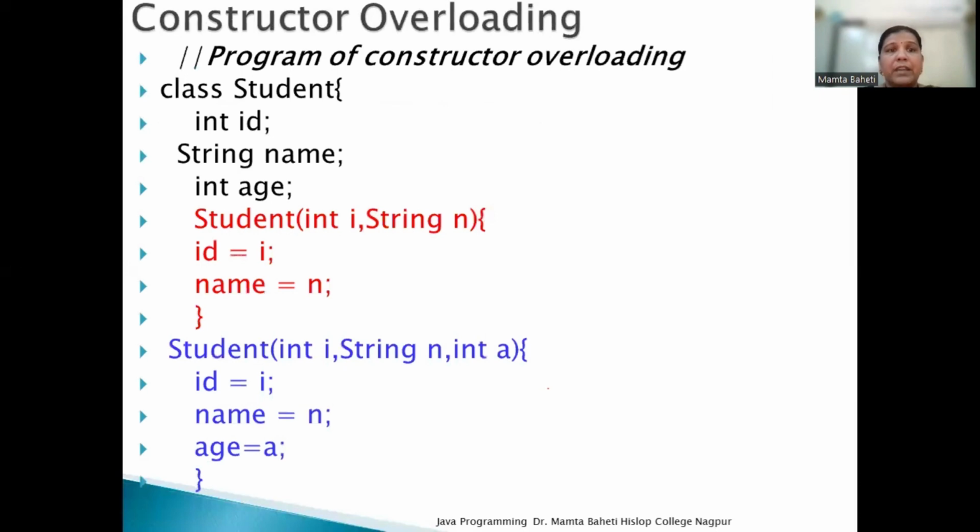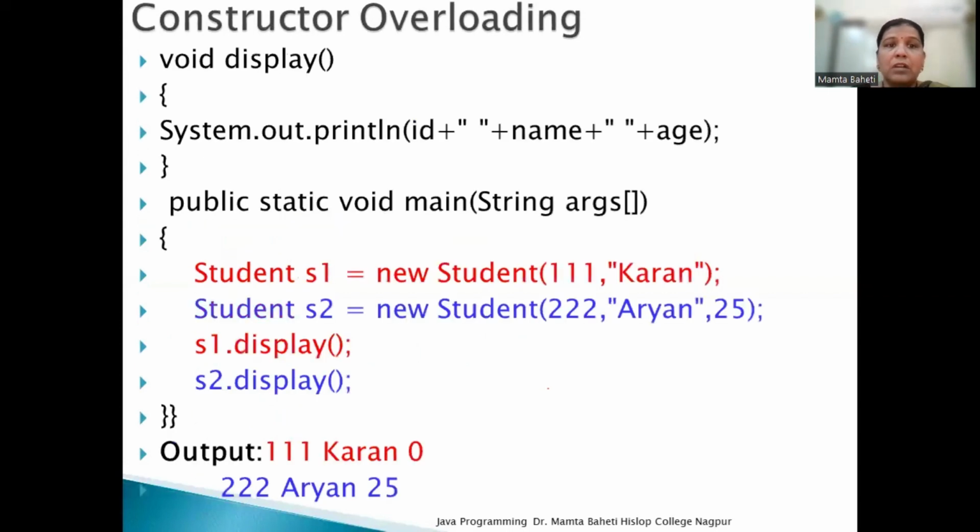See, imagine we have created a class Student with a constructor with two parameters, one is i and another is n. One more constructor we have created with three parameters, i, n and a respectively. So we have two constructors here. The name of the class resembles the constructor, but with a different set of parameters. Okay. Now in display, we are just displaying name and age.